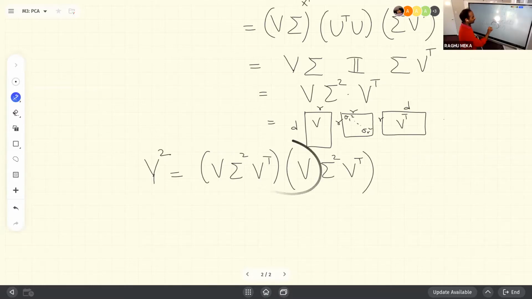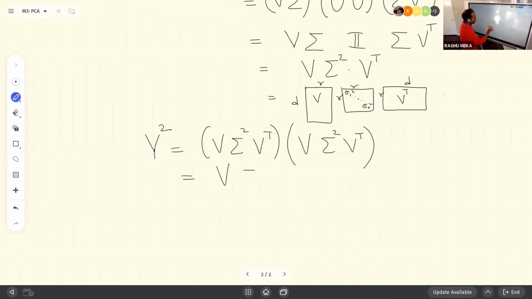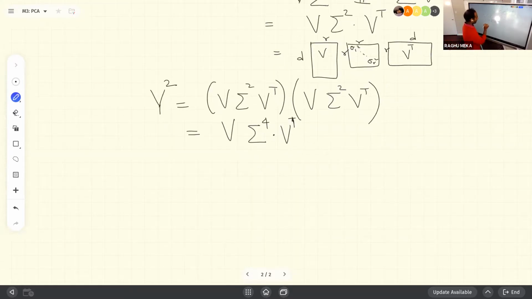We can group this V and V. And one of the defining properties of SVD is that the columns of V are orthonormal. So V transpose V is also identity. So what am I getting? V sigma to the 4 times V transpose. Okay, somewhat interesting. So what I have here now is basically like V hasn't changed, but the entries inside, instead of becoming squares, became to the power 4s.